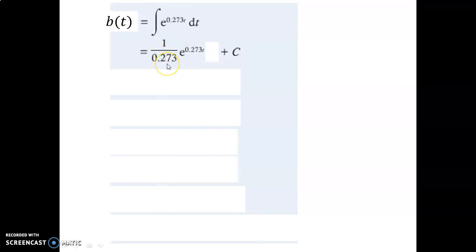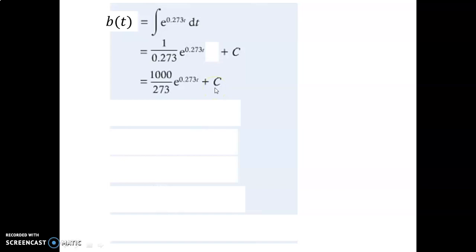By the way, this can be simplified into this. We just multiplied top and bottom by 1,000 to get rid of that decimal. So now we have this. Okay, so we have our bacteria function. This function will tell us how many bacteria there are at any moment in time. And again, to get that, we went from the rate of bacteria change, the integral took us back to the bacteria function. But we have c.